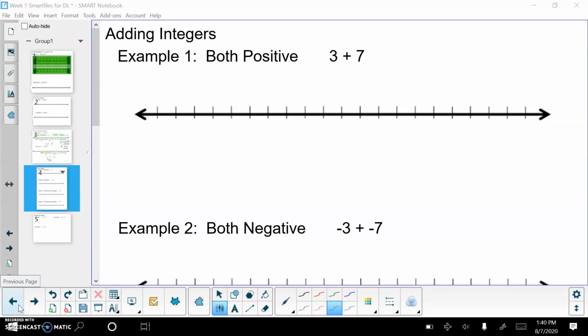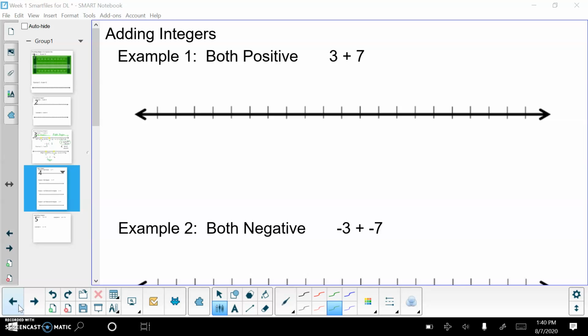Hello, this is our preview video on adding integers. We're going to do two examples. The first one both positive and the second one both negative to see if we can figure out a pattern involved and a rule that we might be able to apply instead of graphing them on a number line every time.